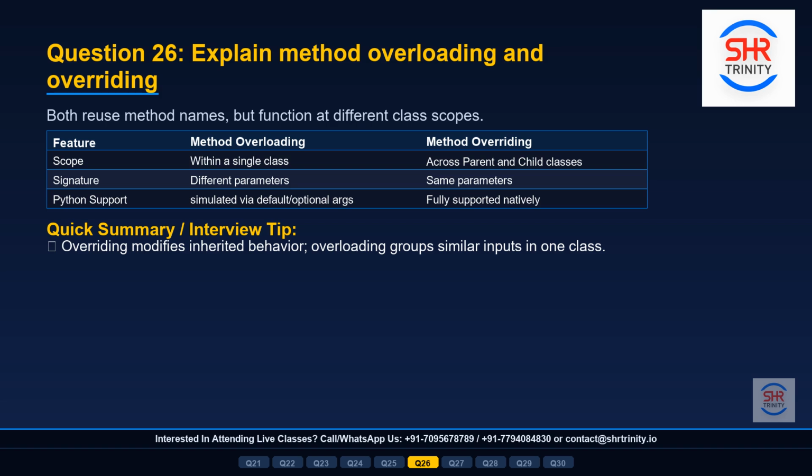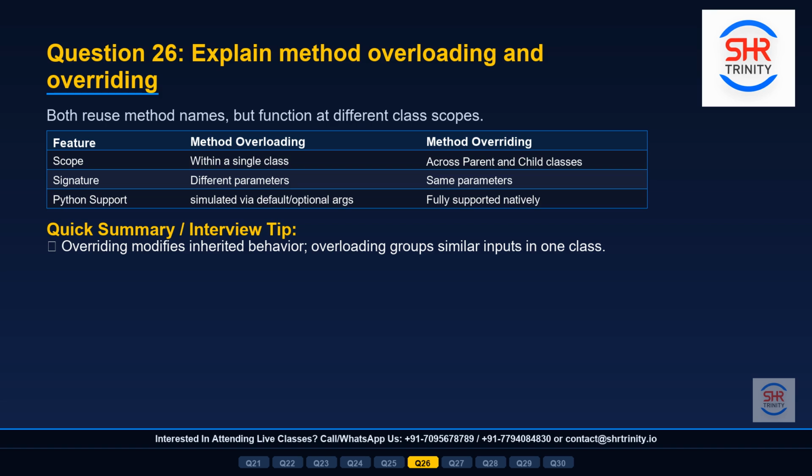Method overloading means having multiple methods with the same name but different parameter signatures within a single class. Python does not natively support overloading like Java does. Instead, we simulate it using default arguments or variable argument lists to handle different calling patterns.